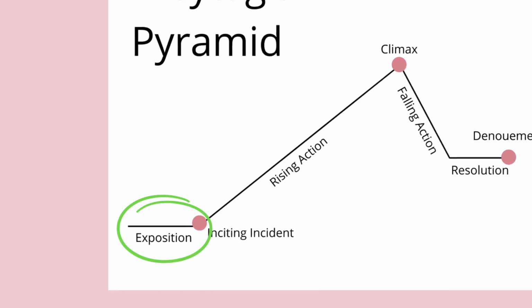So we start the story with some exposition. This gets your reader into the world of the story, gives us some details about what's going on, introduces us to the characters. This usually isn't too long, especially in short stories. We like to keep it really brief so that we can get into the exciting stuff.